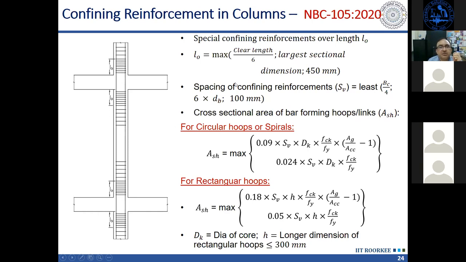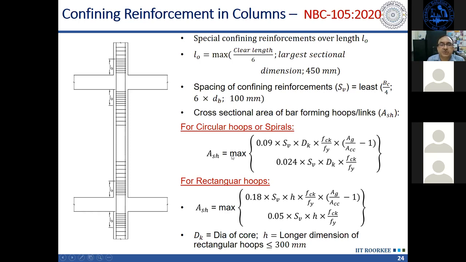And then the spacing of the confining reinforcement in this case is governed by 6 times diameter. In case of beam, it was 8 times diameter. Here it is 6 times diameter. Okay. So it should be lower than 6 times diameter. The lower dimension divided by 4. So whatever is the lower dimension of column, that divided by 4 or 100 millimeter. It should not be more than 100 millimeter.